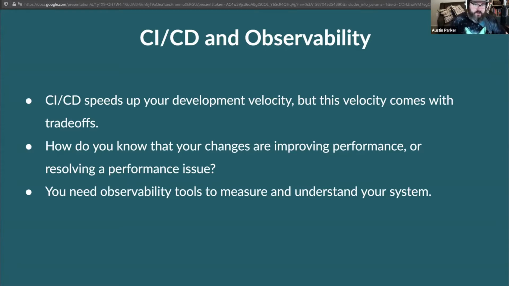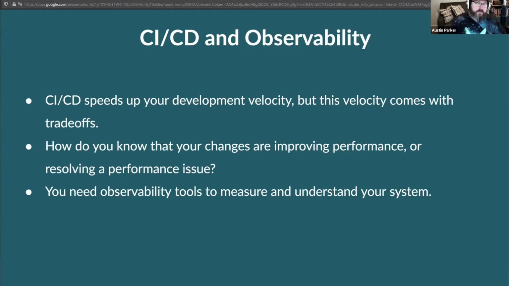As it relates to CI/CD, the great thing about CI/CD is that I'm more agile, right? I have higher velocity. I can deploy more quickly. I can theoretically ensure that I'm not breaking the world every time I push new code. But that velocity comes at the trade-off of how do I actually know that the changes I'm making, the PRs that I'm merging, are actually tracking towards the goals I have.